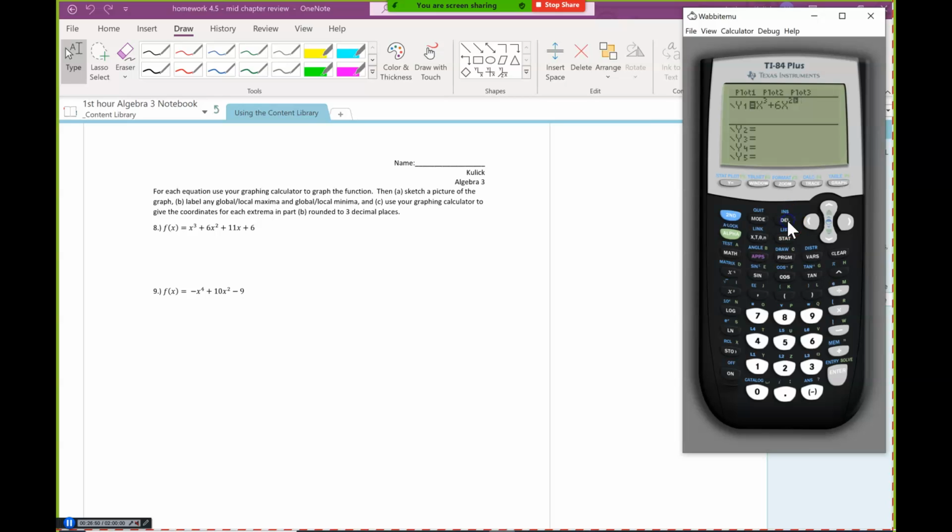This emulator is so laggy that it doesn't always pick up your keystrokes if you're not watching. It's very irritating to me. All right.